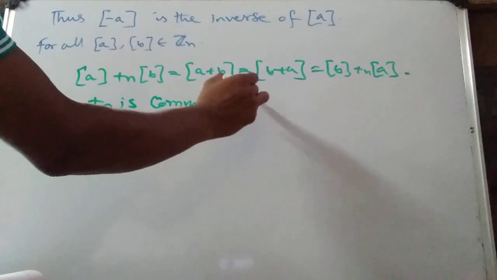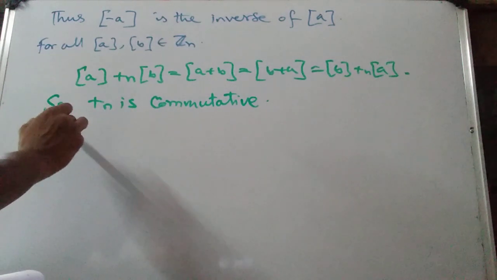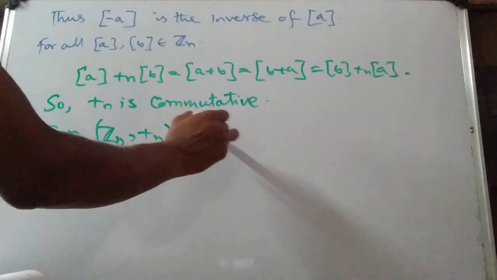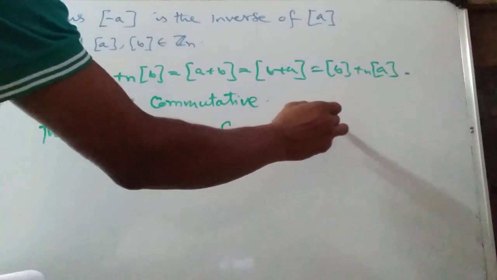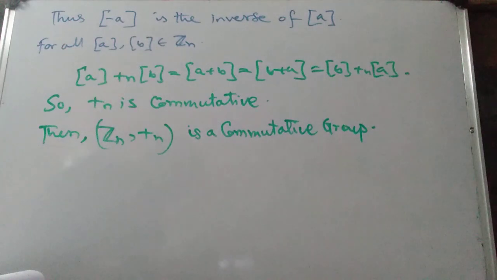Okay, and then what happened? Then Zn plus n is a commutative group. Okay, understood? I think all are understood this one. Easily this one is discussed today. Okay, so if we give a particular example, then this one is better.